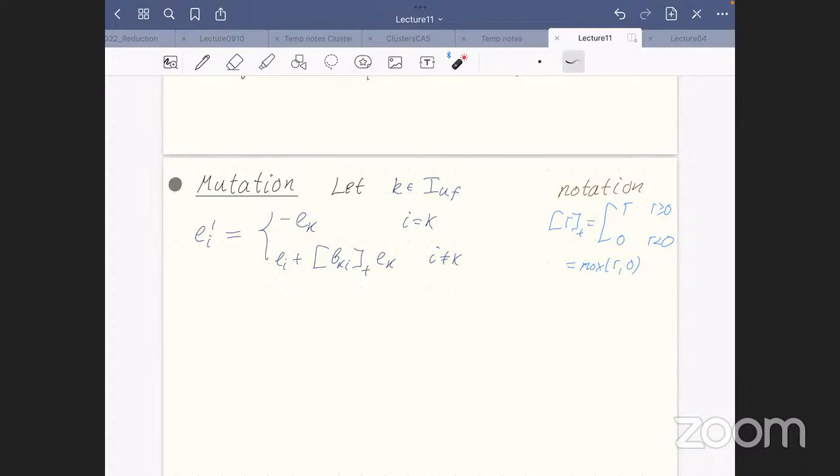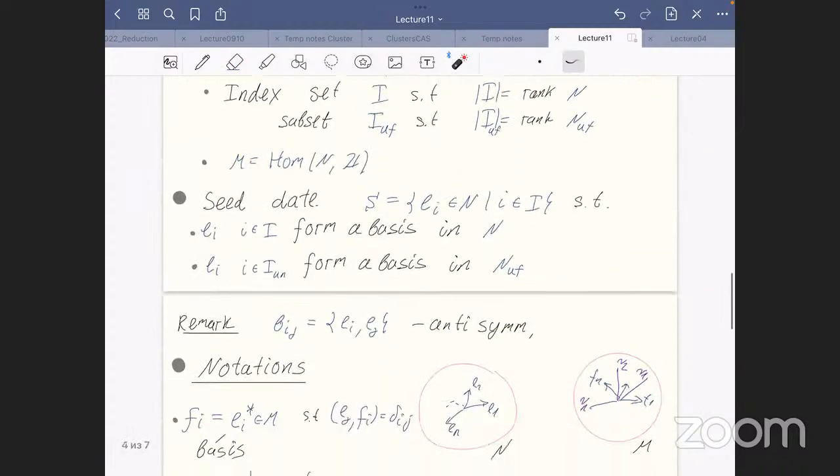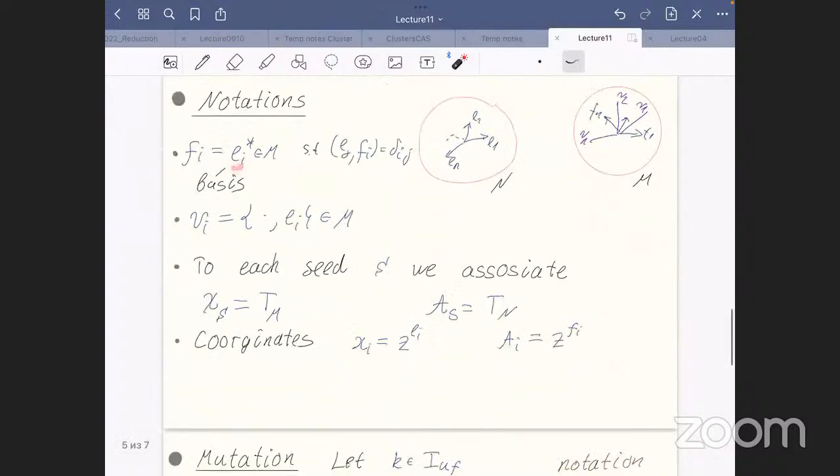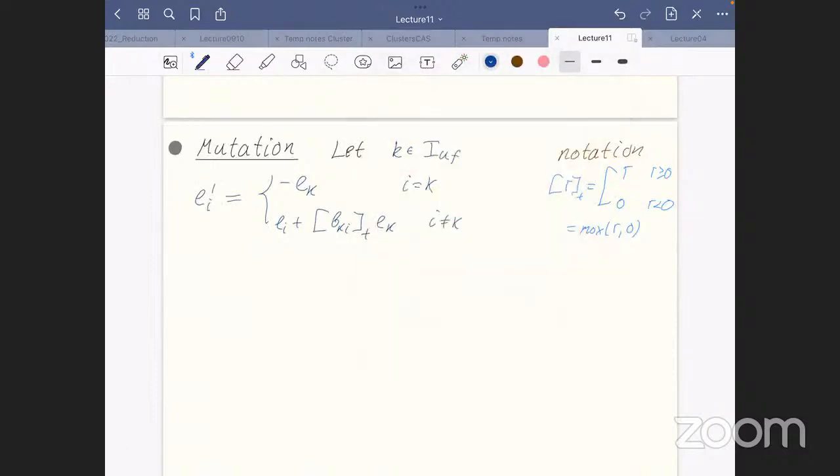Let me write this mutation of the e vectors. The f vectors, which are bases in the dual lattice, are just dual to them. So I can write a formula for their mutation. Here you see all vectors are changed, but only by the addition or subtraction of some multiple of e_k. And for f, the situation will be opposite because they are dual. So f_i prime is equal to f_i if i is not equal to k. And for k, the vector will be something nontrivial, plus a sum over j of b_kj plus f_j.